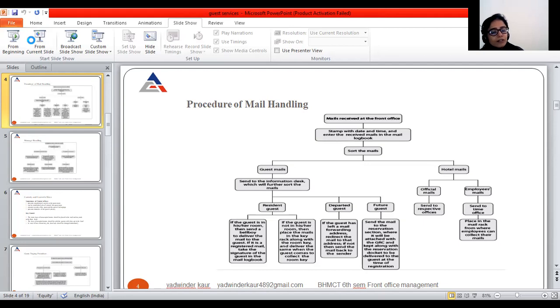When we receive mail from the employee side, send it to the time office. We have to send it to the time office. Everyone understood about the time office? Students, what is the time office?